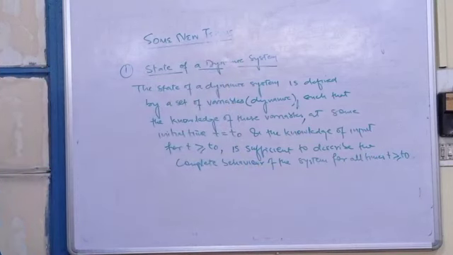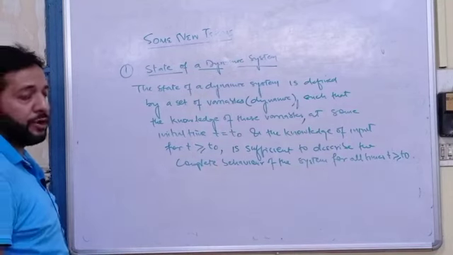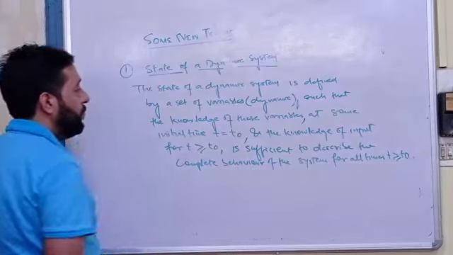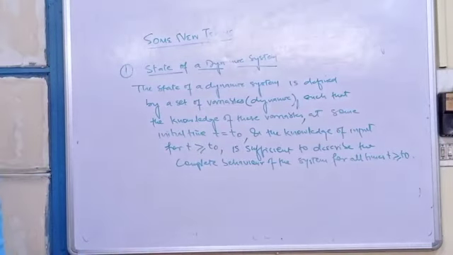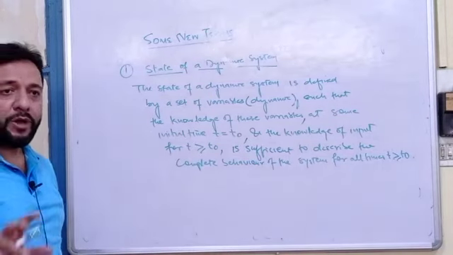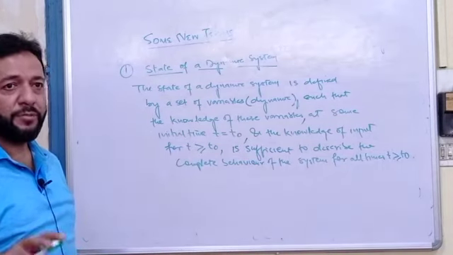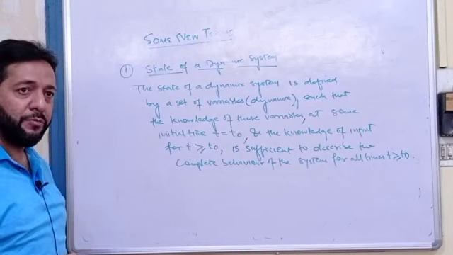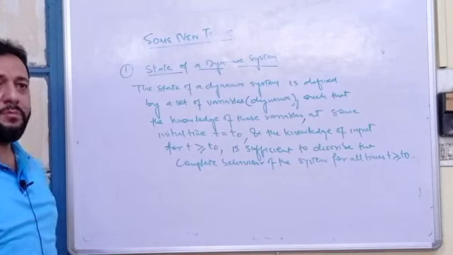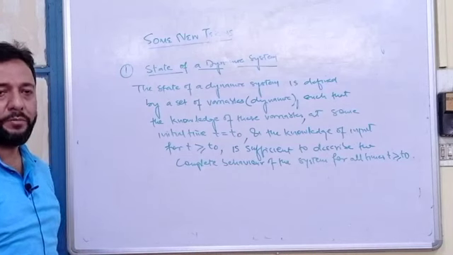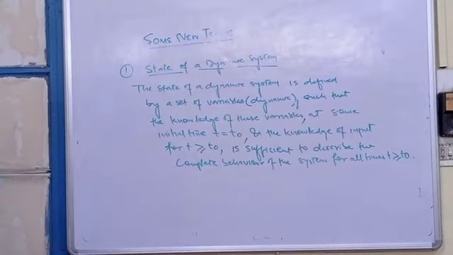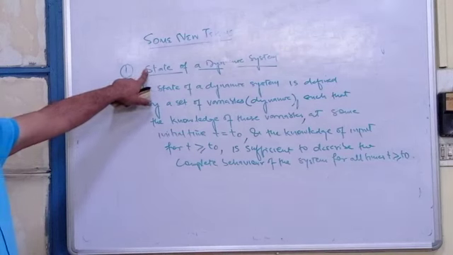State of a dynamic system is defined by a set of variables such that the knowledge of these variables at some initial time t equal to t naught and the knowledge of input for t greater than or equal to t naught is sufficient to describe the complete behavior of the system for all times t greater than or equal to t naught. Means अगर आपको इन variables की knowledge है for some initial time and you also know the input, then you can solve the system mathematically and physically also you will be able to describe the behavior of the plant completely. Are you getting me? That's what is known as the state of it.